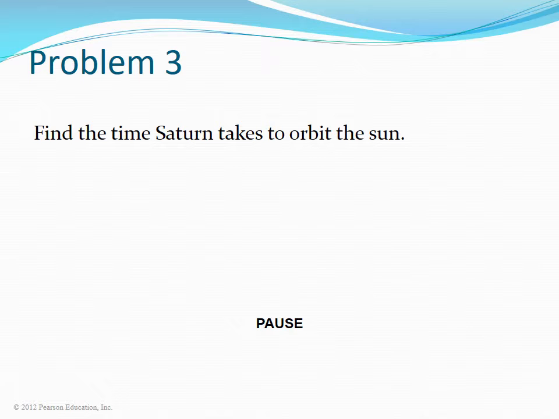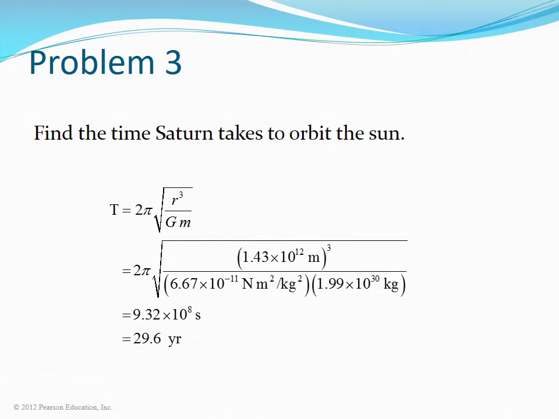Find the time Saturn takes to orbit the Sun. Pause the video to work on the problem. Using the general form of Kepler's third law, we find a time of 9.32 times 10 to the 8 seconds, or about 29.6 years.